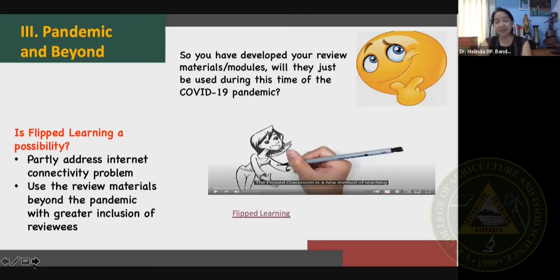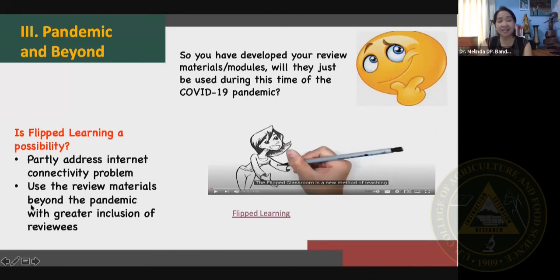So what will happen to these modules that we will develop, that we exerted so much effort doing? So I put here the question, is flip learning a possibility? Okay, is flip learning a possibility? So what exactly is flip learning?